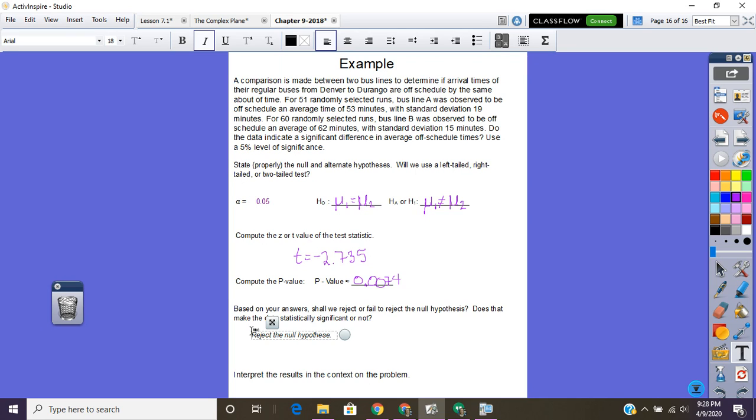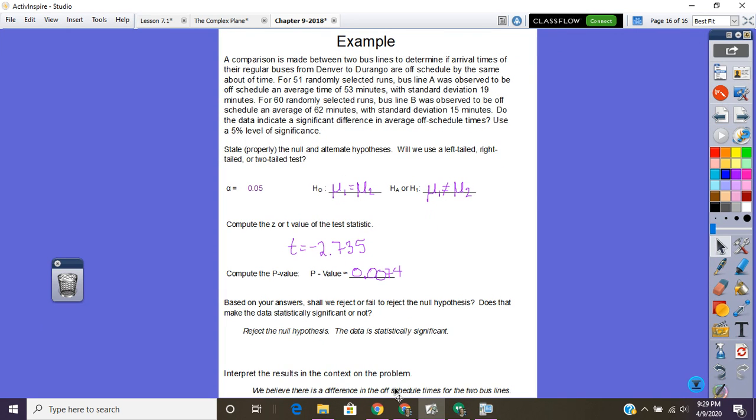And does that make the data statistically significant or not? Okay, the data, if we reject it, is statistically significant. Probably spelled this correctly. All right, now we interpret the results in the context of the problem. So we believe there is a difference in the off-schedule times for the two bus routes, or bus lines, I guess it is. So that is really what it's asking. So we're kind of just answering the question for the most part.